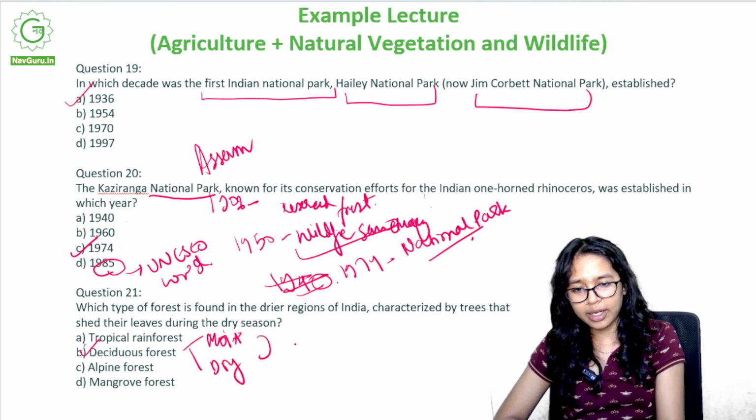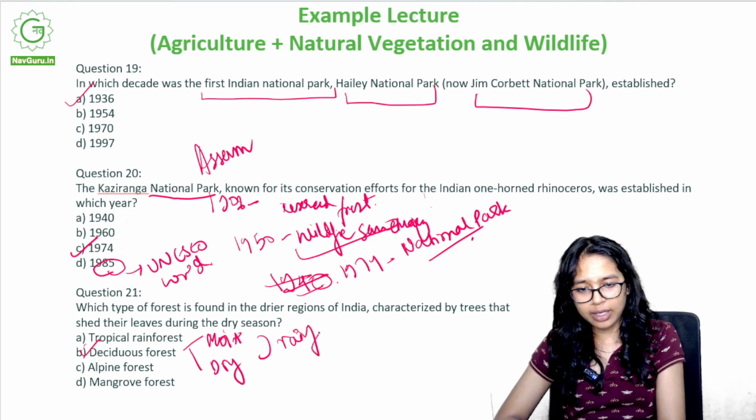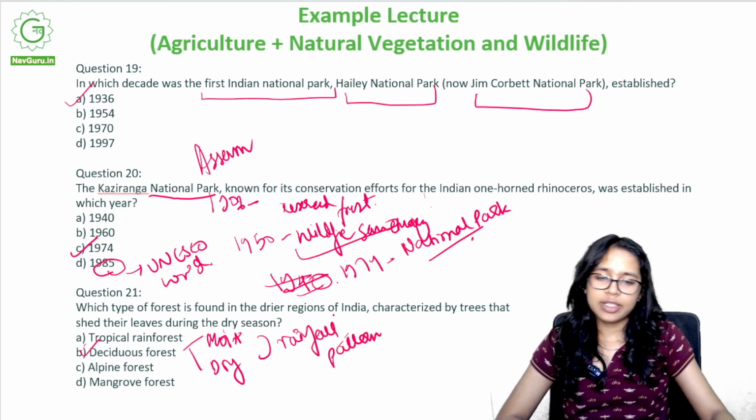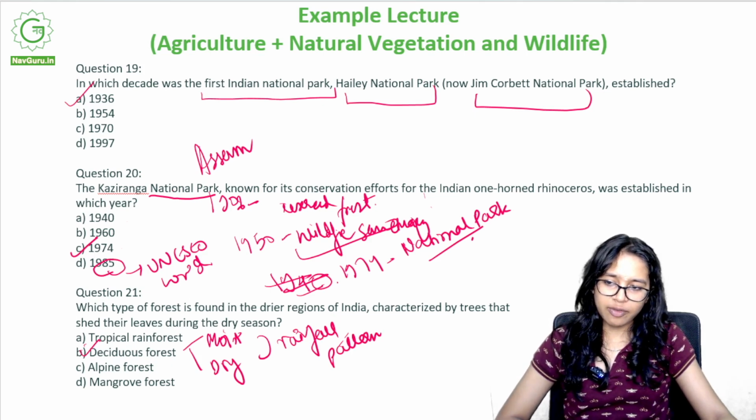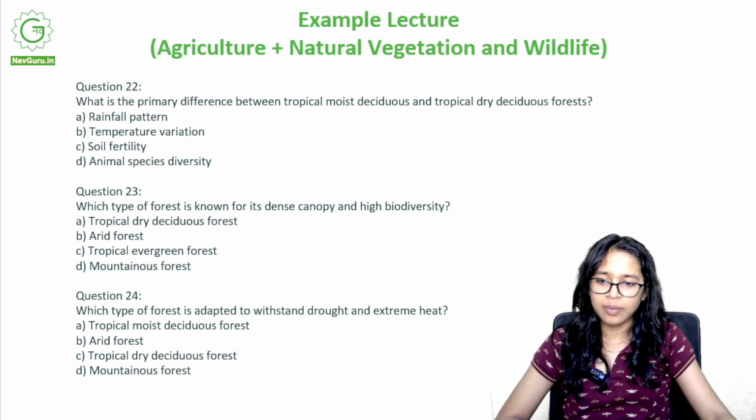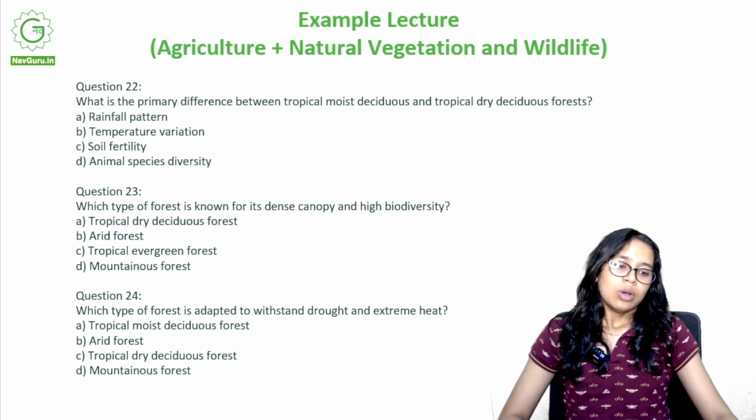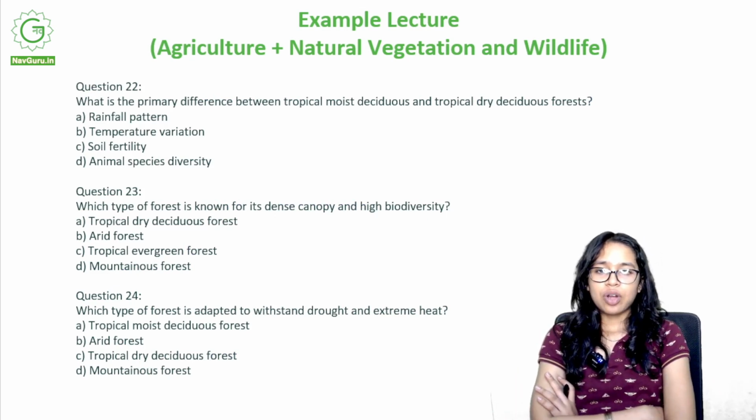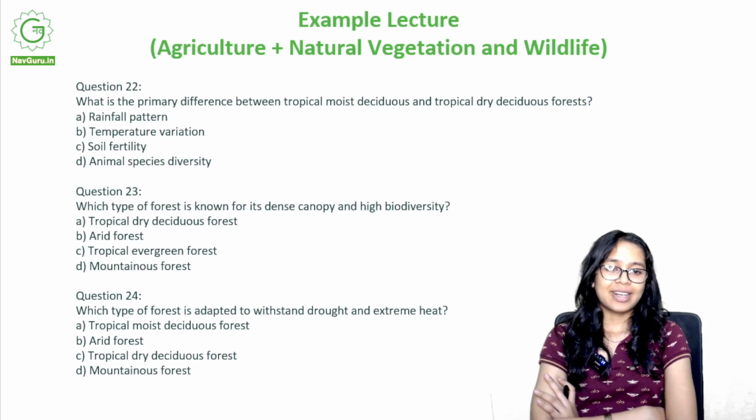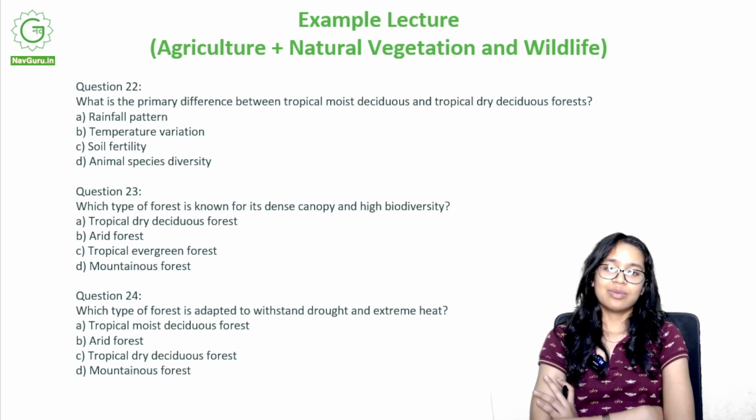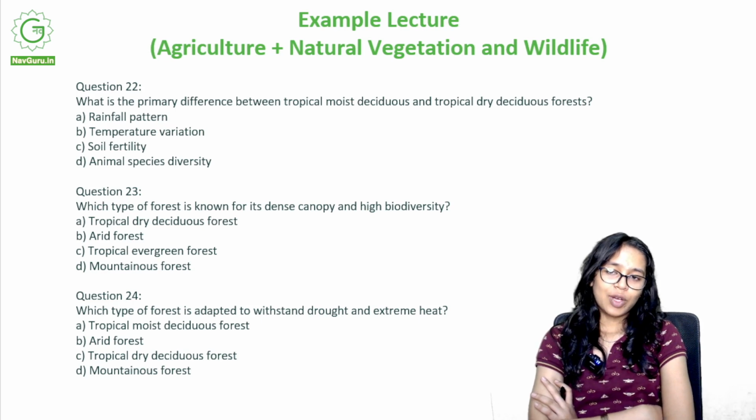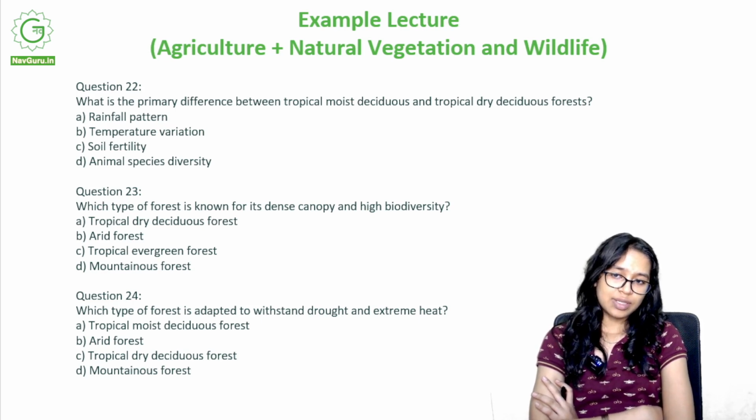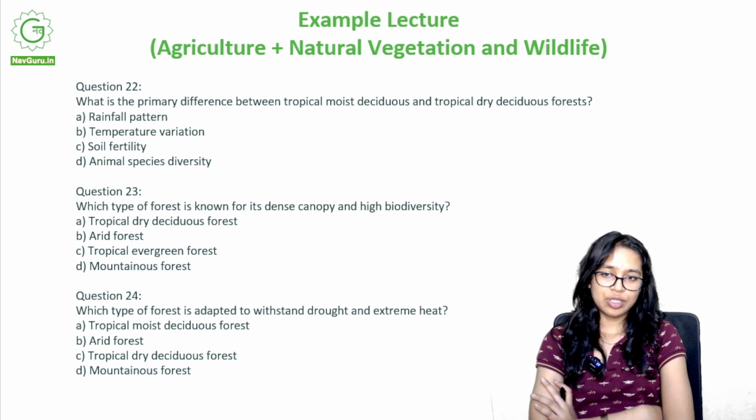And how are they characterized? They are characterized by the rainfall pattern in that area. Where it's more moist, deciduous trees are found, and where it's relatively less, it's dry deciduous trees. What is the primary difference between tropical moist deciduous and tropical dry deciduous forests? So we just discussed this. A, rainfall pattern, B, temperature variation, C, soil fertility, or D, animal species diversity.